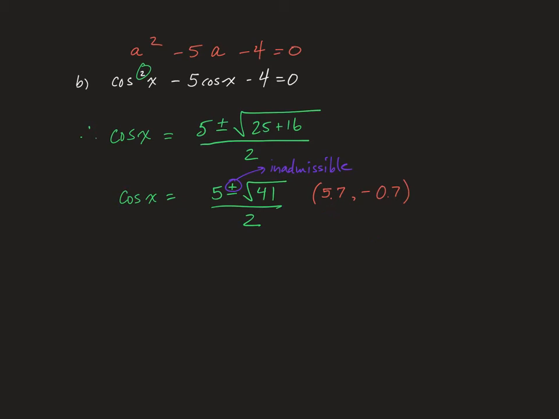Now I take a look at the other. I can accept the negative. I am totally fine, and I actually like it that my cos x is equal to negative 0.7. So I can accept the negative case. However, I have to be very, very careful.